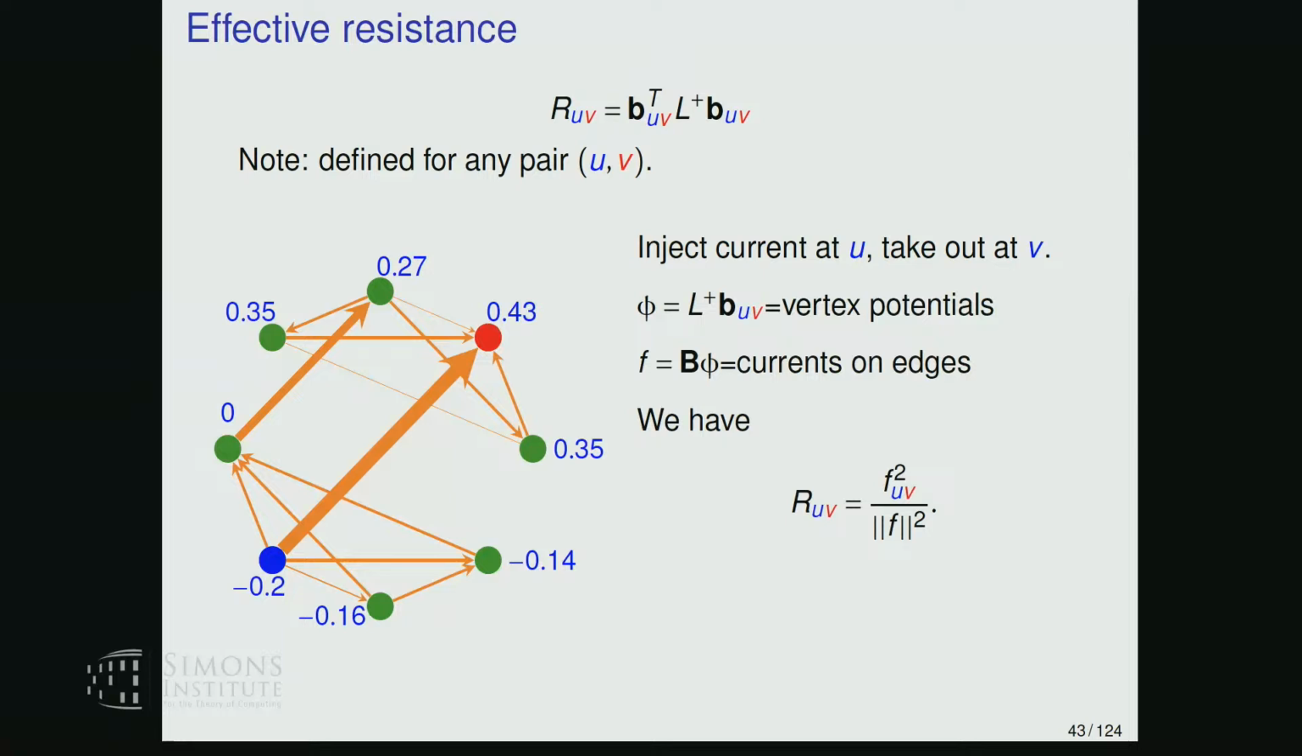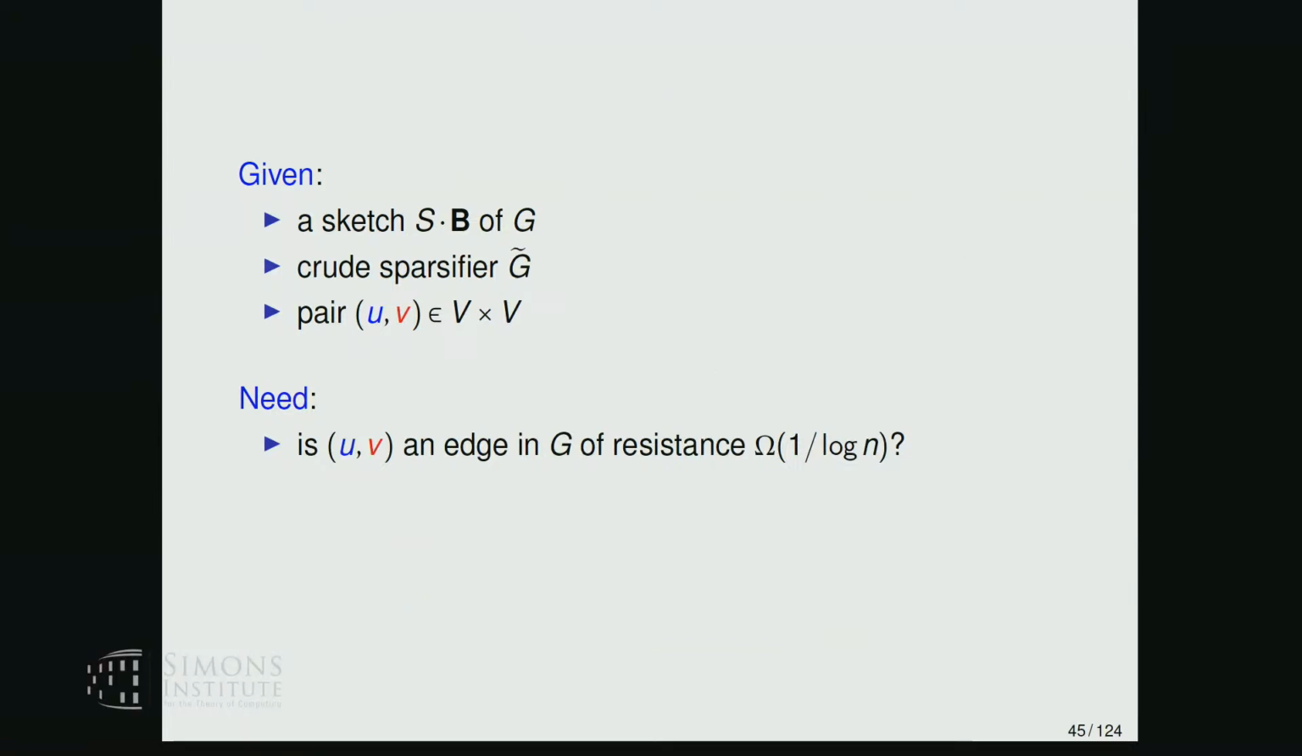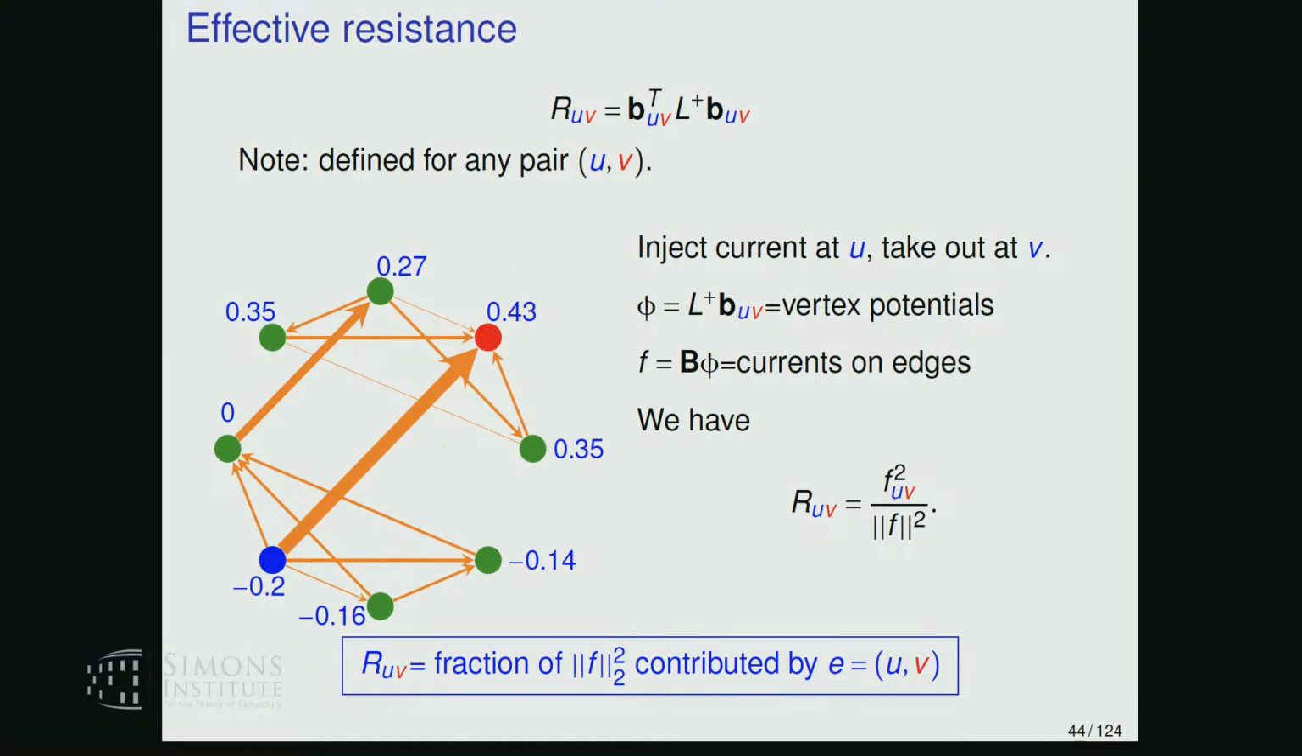So if the resistance of an edge is large, 1 over log n, this means that this edge contributes a non-negligible fraction of the energy, dissipates a non-negligible fraction of the heat that is dissipated by the entire flow network if you inject one unit of current at U and take it out at V. You're assuming unit rates? Yes, everything is unit rates. Very nice. Given this, we don't know at this point how to use it, but this is a good characterization of effective resistance for us.